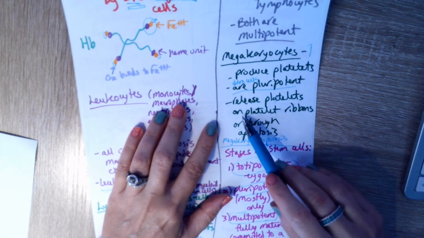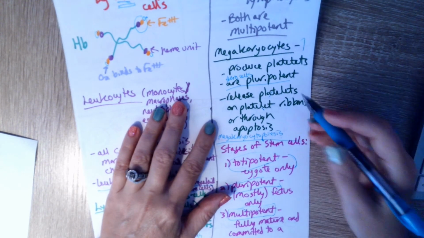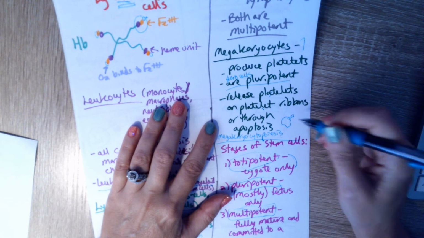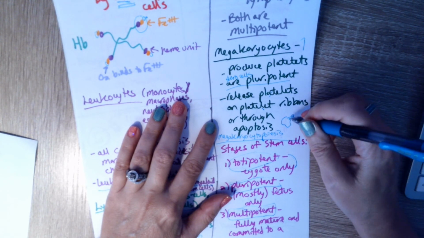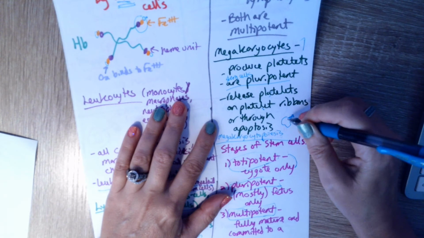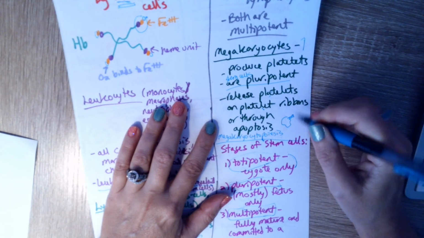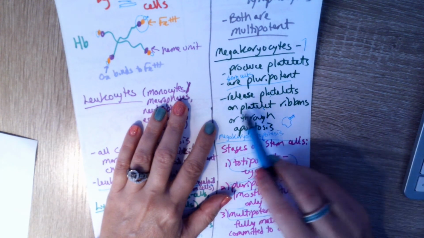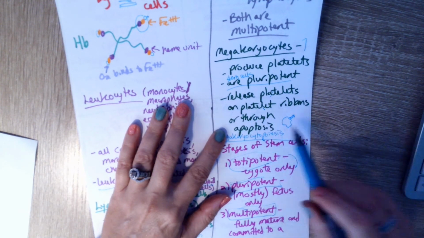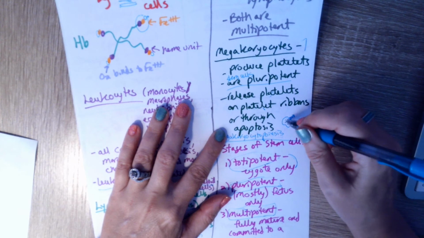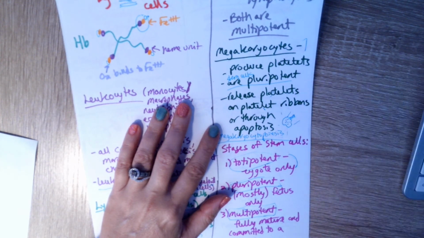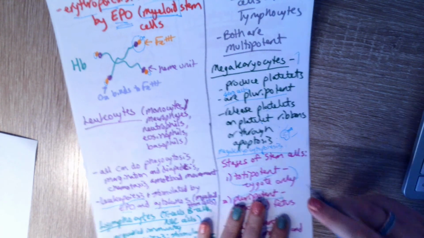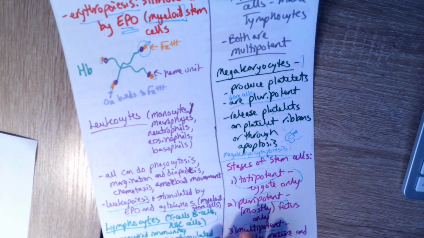They can release them on something called a platelet ribbon, which is where you have the cell and you stick out this little pseudopod and it's got little platelets on it. And then you just let that pseudopod go and all the platelets are released out into the blood. Or if the cell just dies, goes through apoptosis, all those platelets inside are just released. So those are the ways that you can release the platelets.